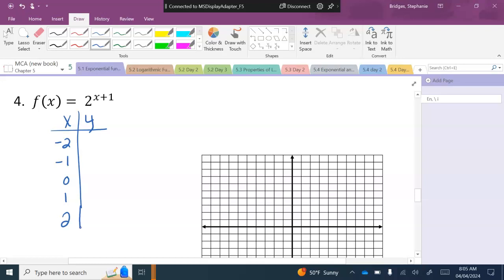All right, so if I plug in -2, that's going to be 2 to the -2 plus 1, which is actually 2 to the -1, which would turn into 1/2. Okay. Then if I plug in -1, that's going to give me 2 to the 0, which is 1. What do I get if I plug in 0? 2 to the first power. And if I plug in 1, I get 2 squared, which is 4. And then if I plug in 2, that's going to give me 2 to the third, which is 8.